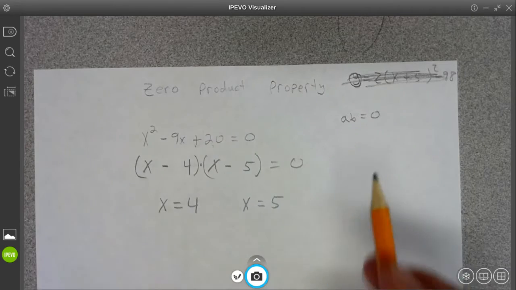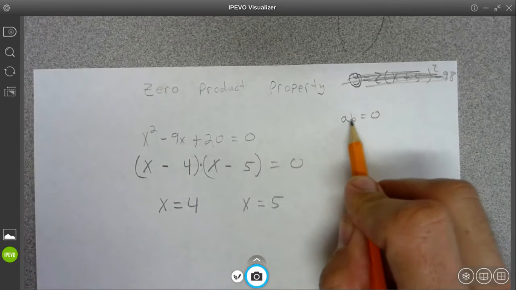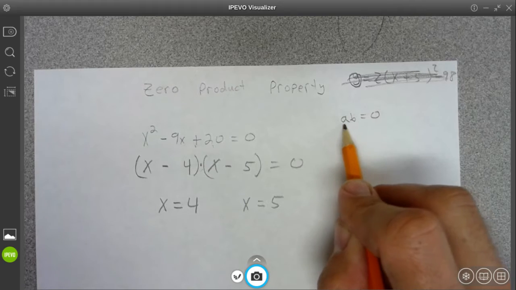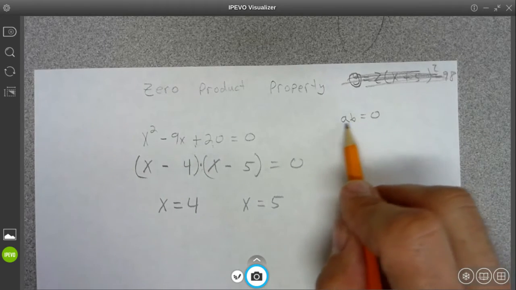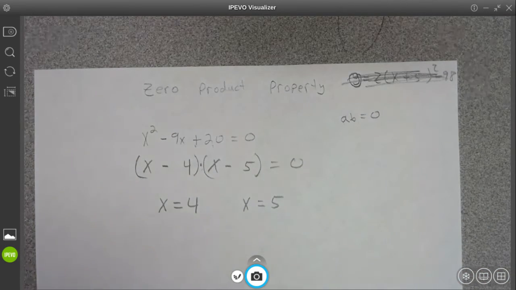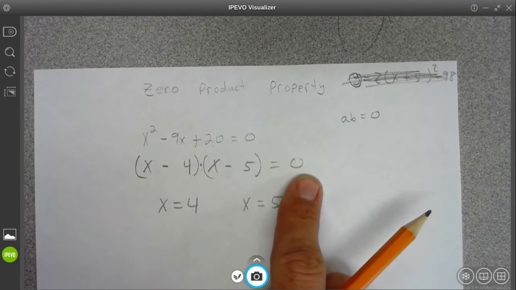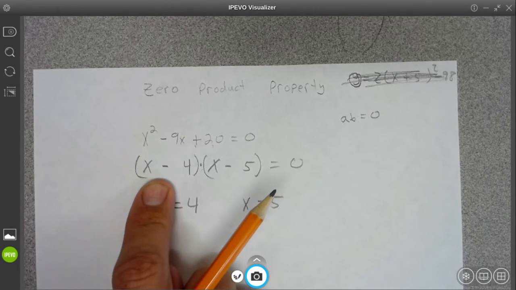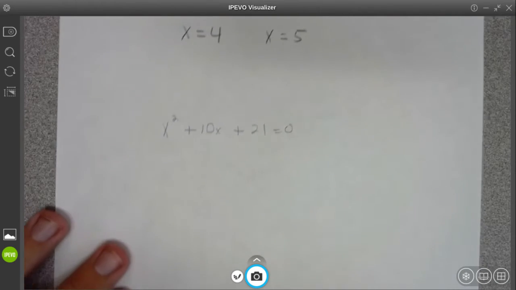The reason we're able to say this is because it's multiplication. If you have two numbers that multiply to give you 0, then one of them has to equal 0. That's called the zero product property. In this case, we had this stuff times this stuff equals 0, so either this has to equal 0 somehow, or that one has to equal 0 somehow. Okay. Let's do another one real quick.